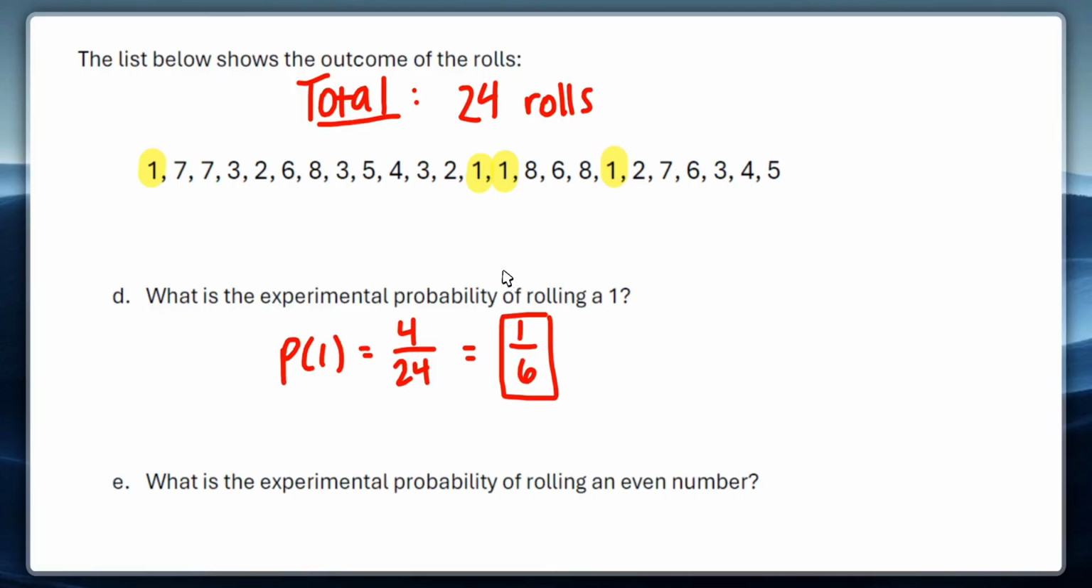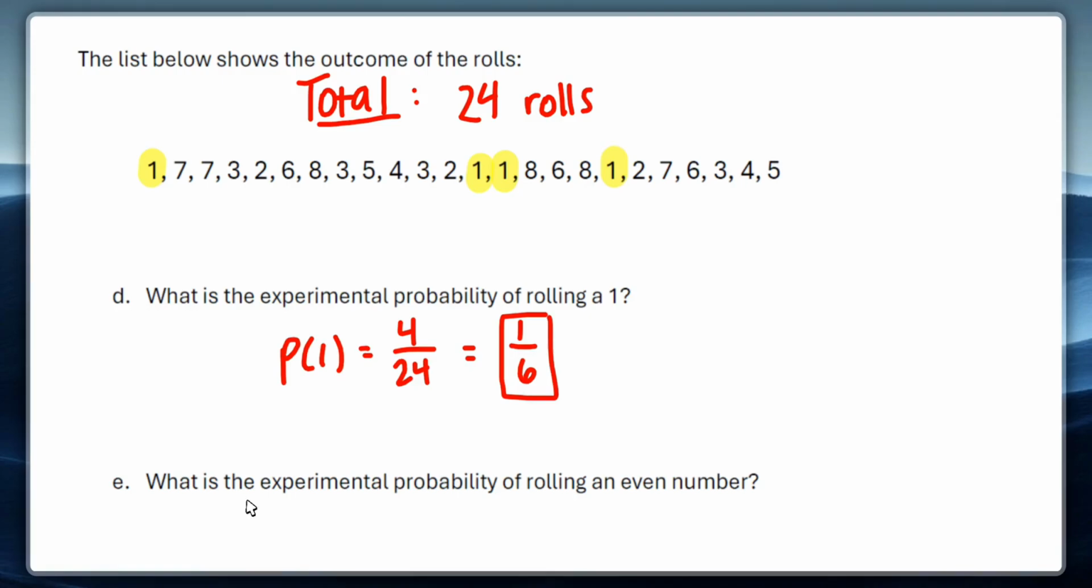And you'll notice that there are going to be times where your experimental probability is different than your theoretical probability, because that's just how life works, right? Not everything is going to go as planned. Not everything is going to happen theoretically as it should.